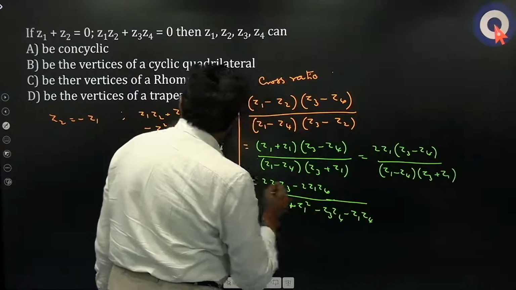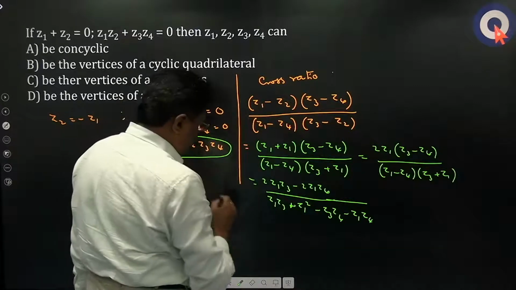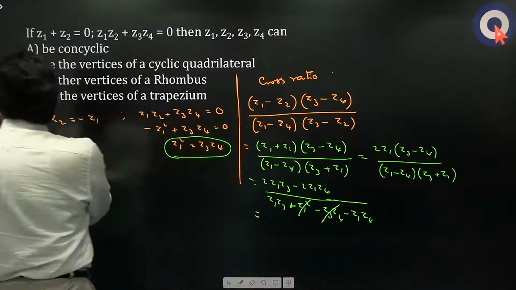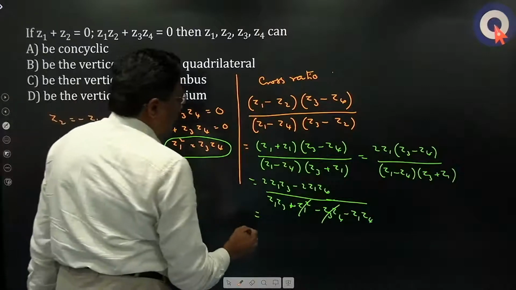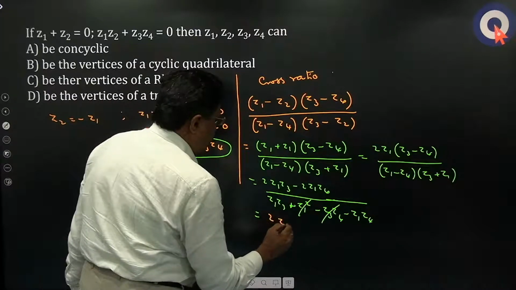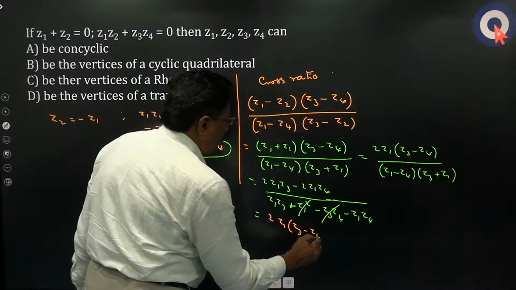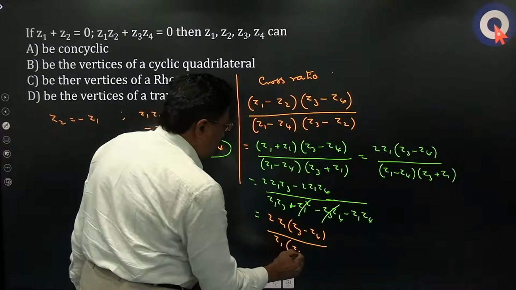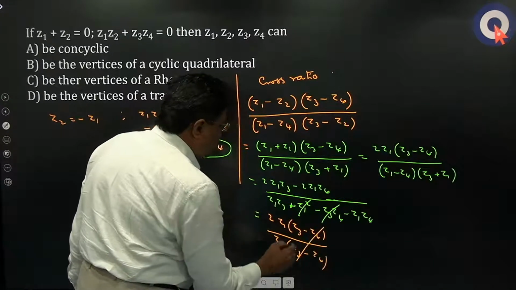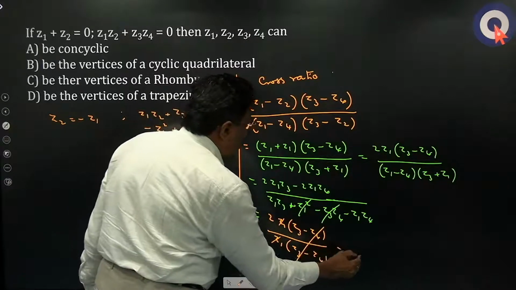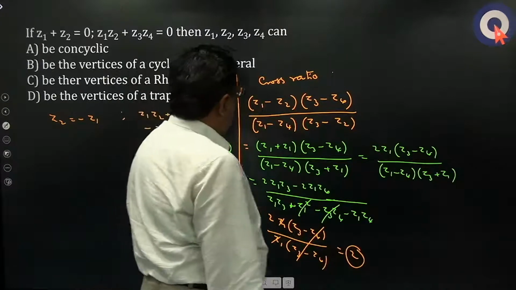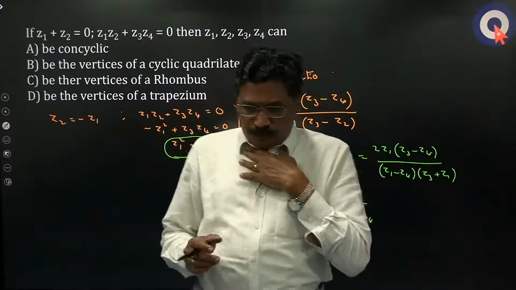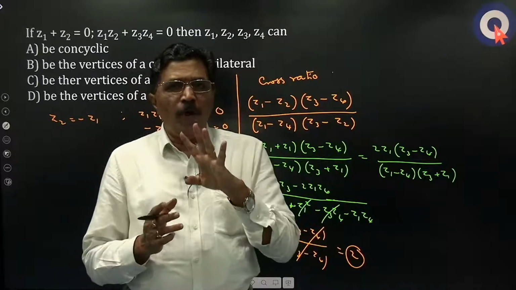All right. So we have z1 square is equal to z3 z4, they get cancelled. So what I get here is 2 z1 into z3 minus z4 by, if I take z1 common here also, z1 into z3 minus z4. Now you can notice these two terms are getting cancelled, these two are also getting cancelled, and you are getting a real number. So therefore the cross ratio is real. So if a cross ratio is real, then the 4 points can be concyclic.